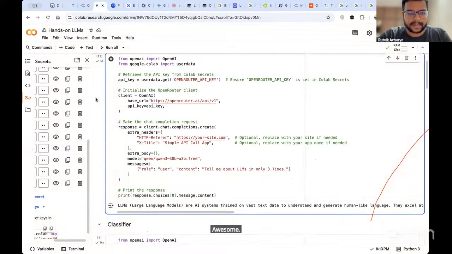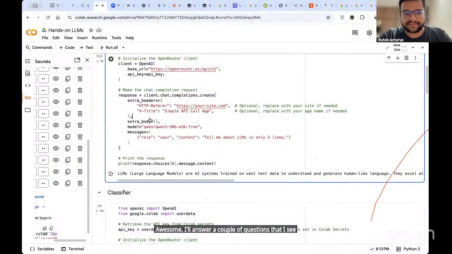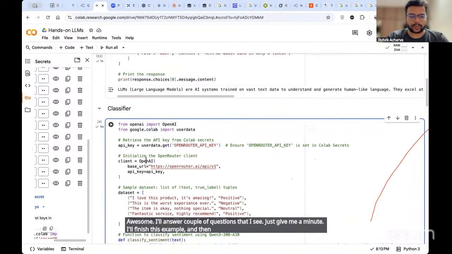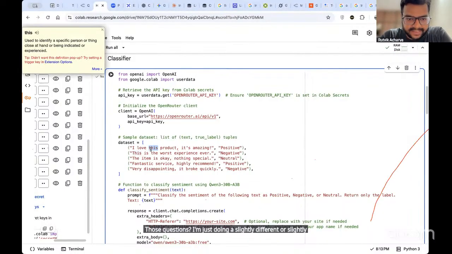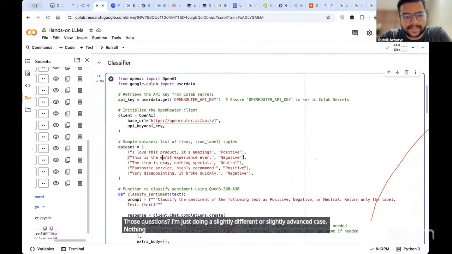Awesome. I'll answer a couple of questions that I see. Just give me a minute. I'll finish this example and then I'll go to those questions. I'm just doing a slightly different or slightly advanced case, nothing too complicated.